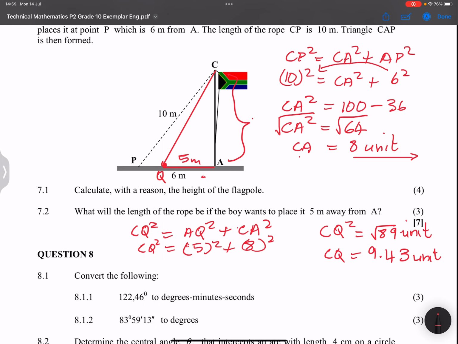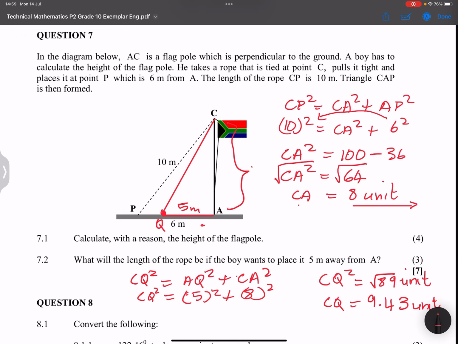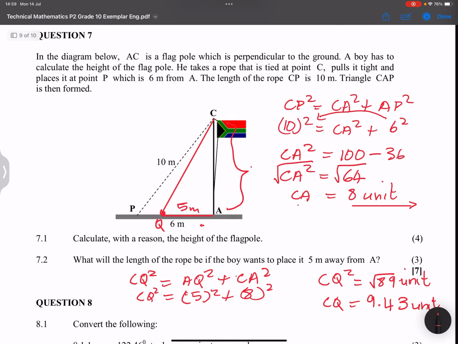And ladies and gents, I am going to leave that question right there. We were applying the theorem of Pythagoras in this case. The square of the hypotenuse is equal to the sum of the squares of the other two sides.